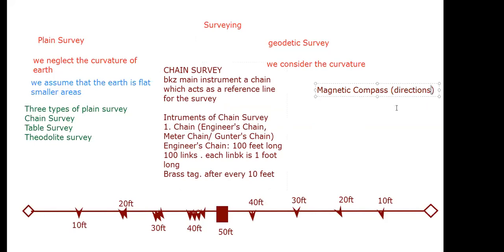And further, we have instruments which are called ranging rods. These are also very important instruments for the chain survey and the plane table survey. Ranging rods are used where we have obstacles.